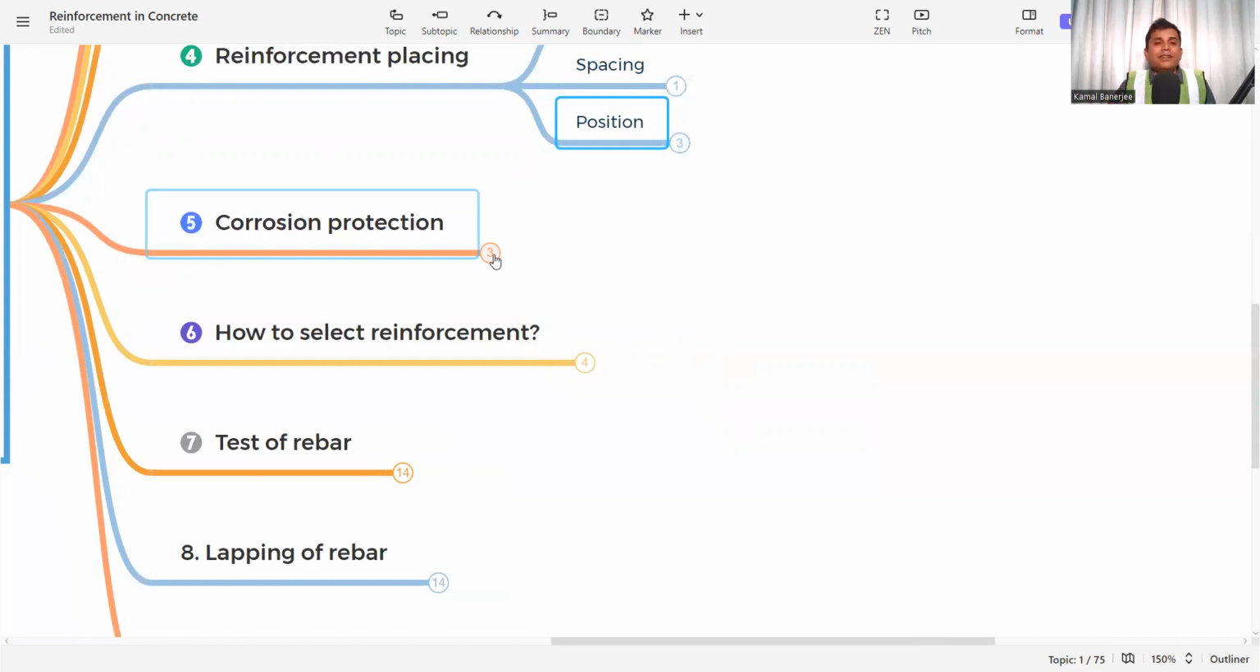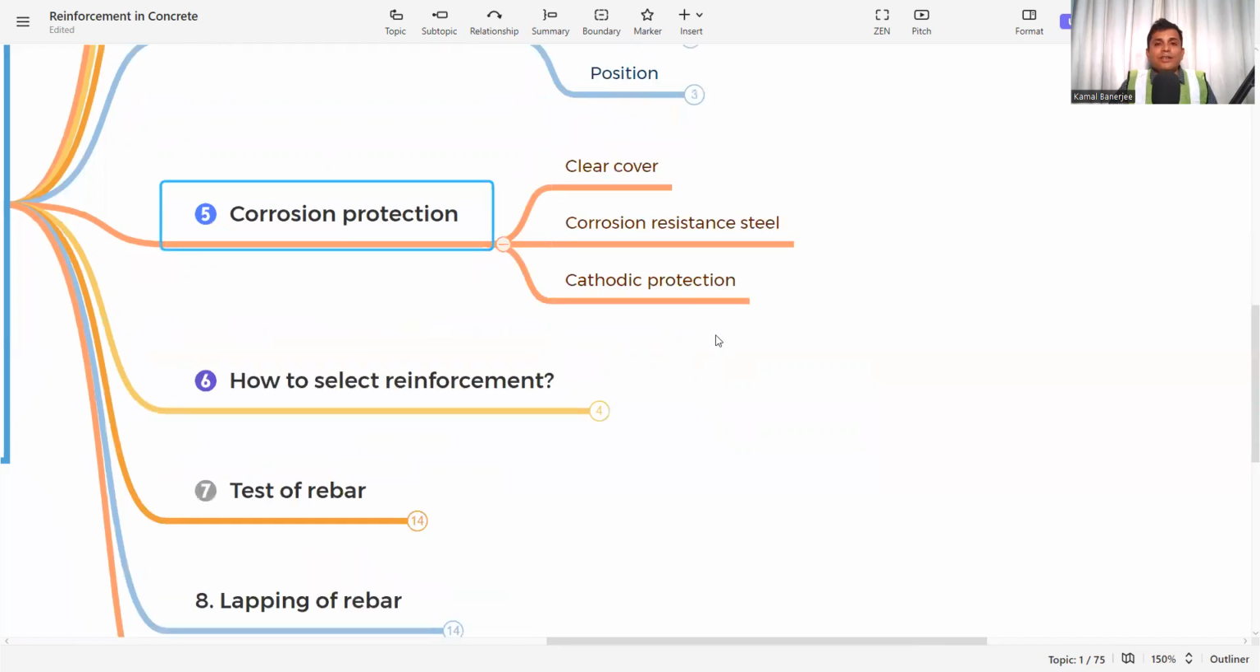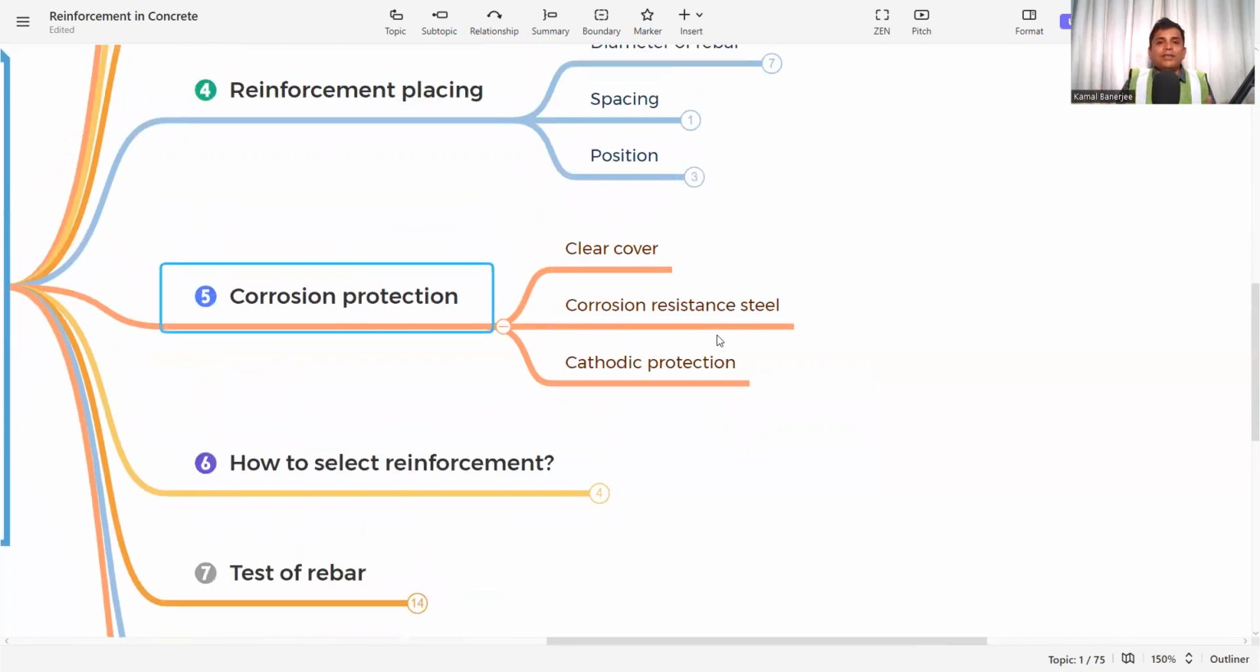So how to protect reinforcement from corrosion? This clear cover, we all know that clear cover is required. The clear cover that is mentioned in the drawing, please do not ignore this. It is very essential for the concrete stability and success. So we have to maintain the clear cover that is mentioned in the drawing.